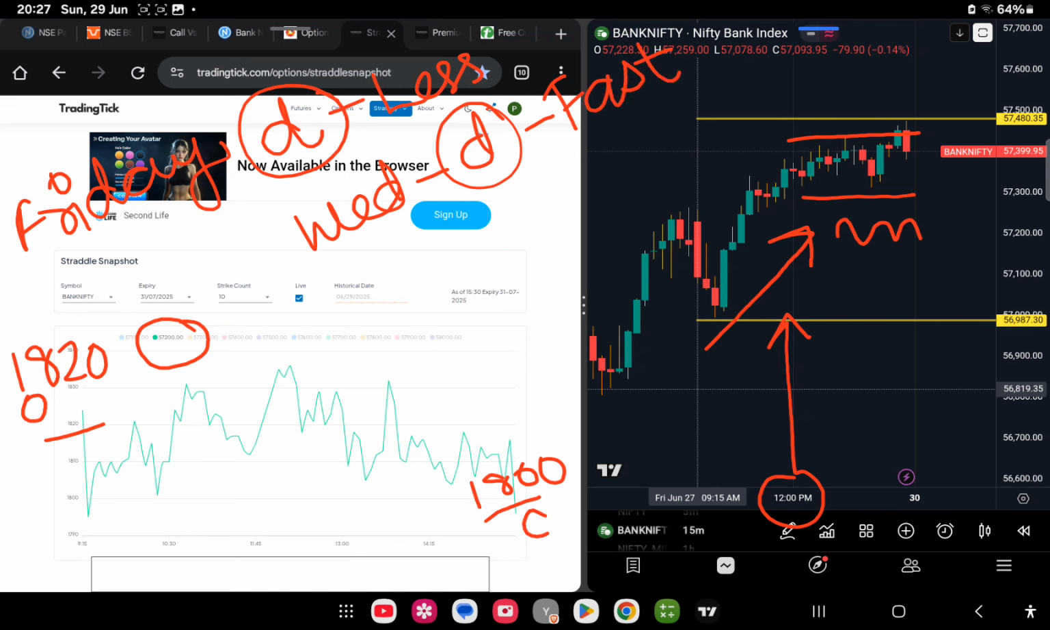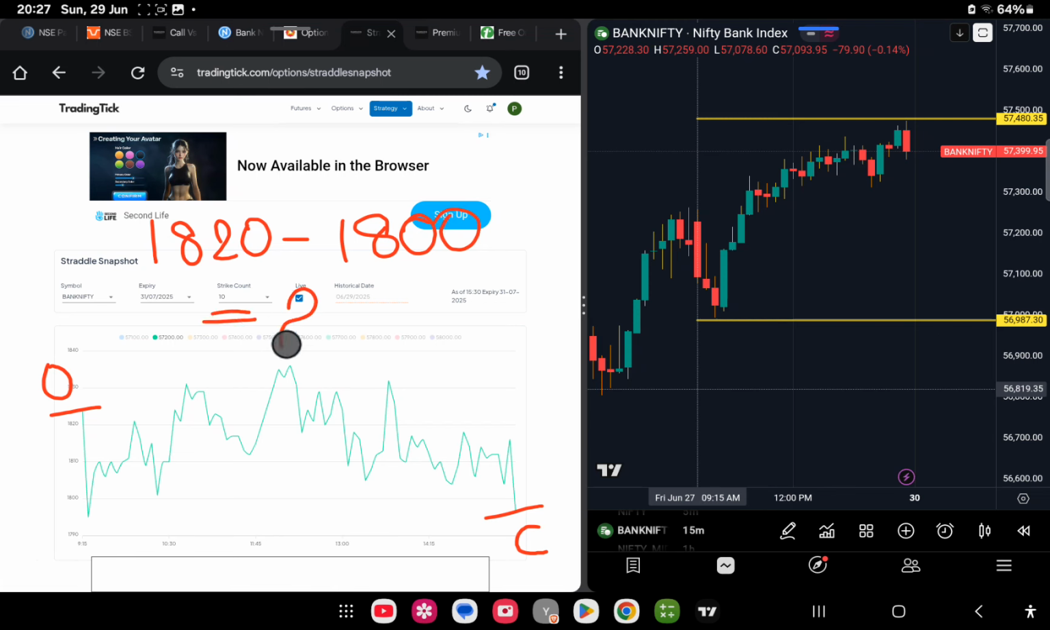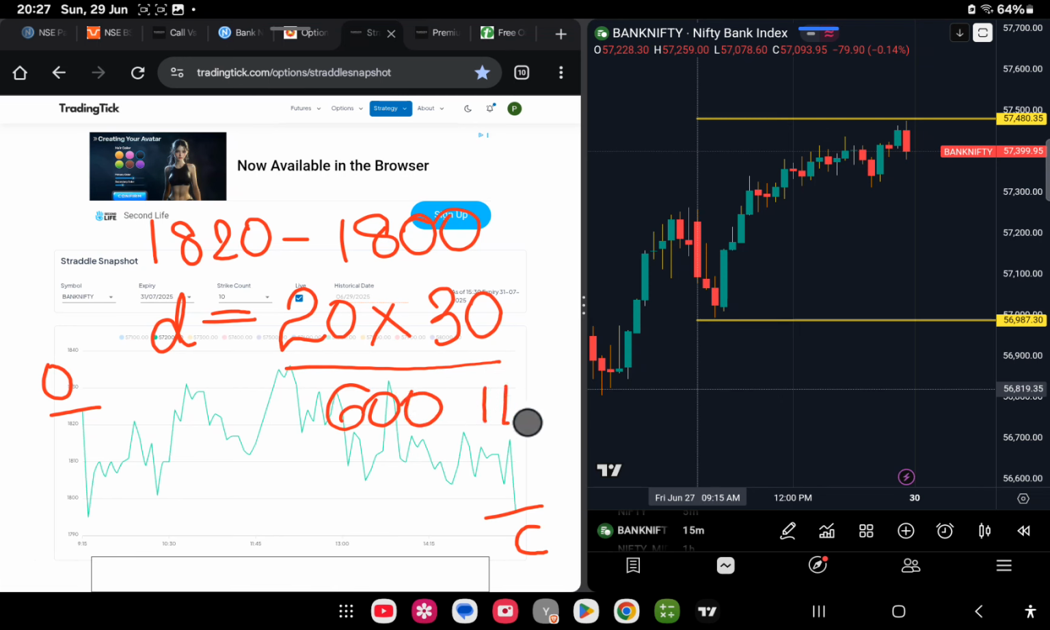Now let's just clear it, and let's take this open and close. Open was 1820 minus close 1800, so obviously 20 points is your decay. Now what is the lot size for Bank Nifty? I told you, right? 30. Now they are going to change it to 35. Let's see. So the answer is 600. For one lot, 600 is your profit.